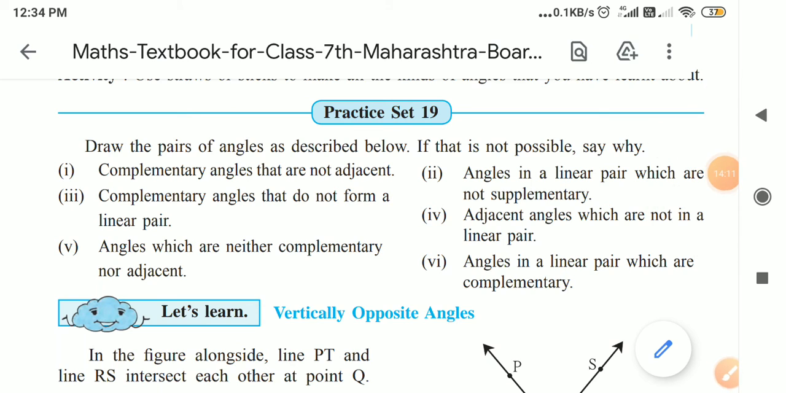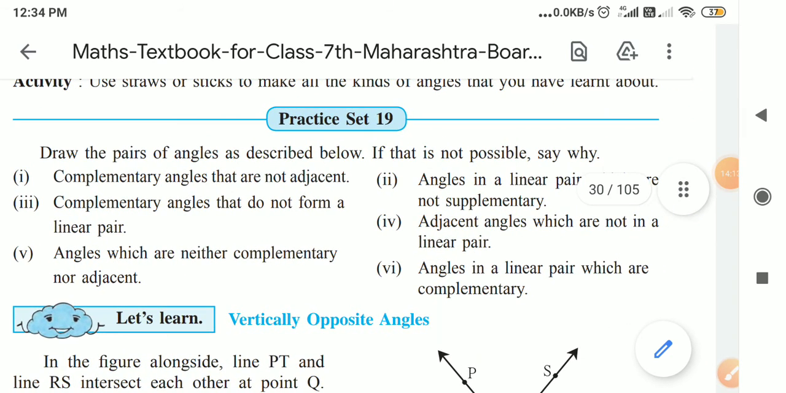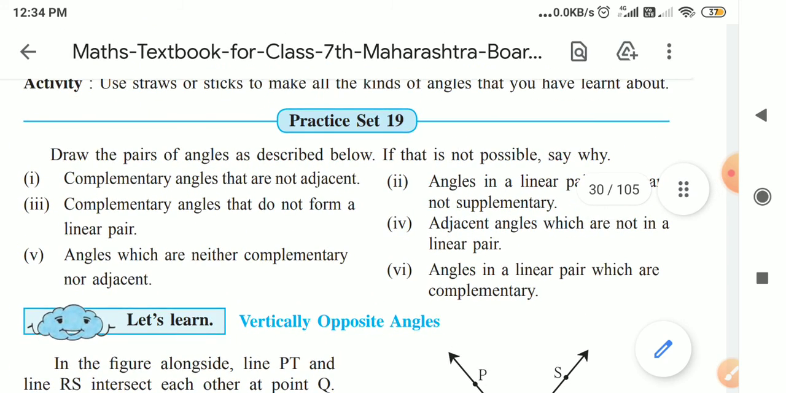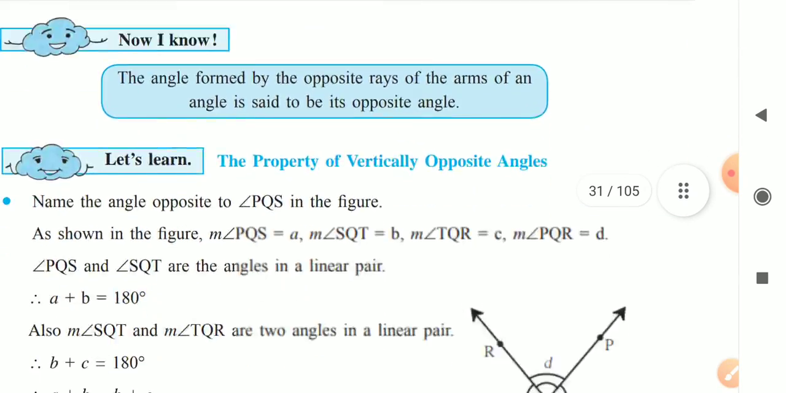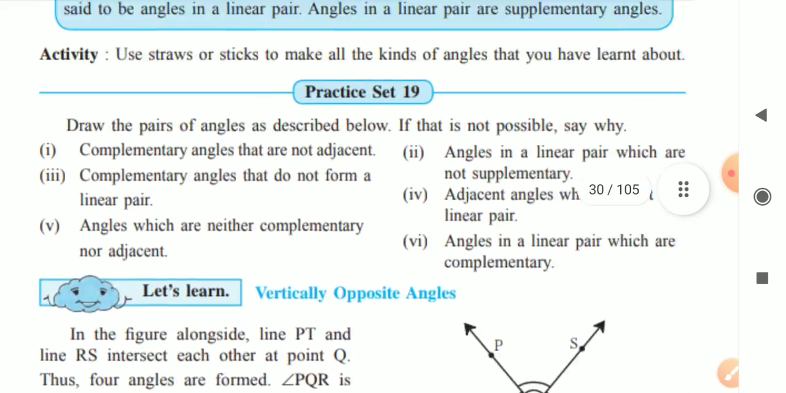Today we are going to stop here only. The next part of the lesson is vertically opposite angles and practice set number 19. If you have doubts, we will discuss both in our next lecture. So today we will stop here only.